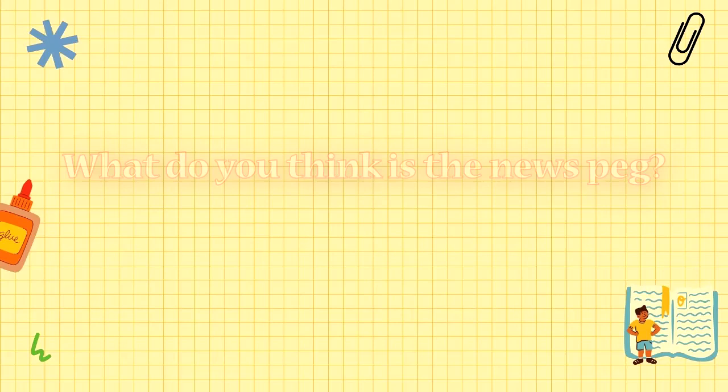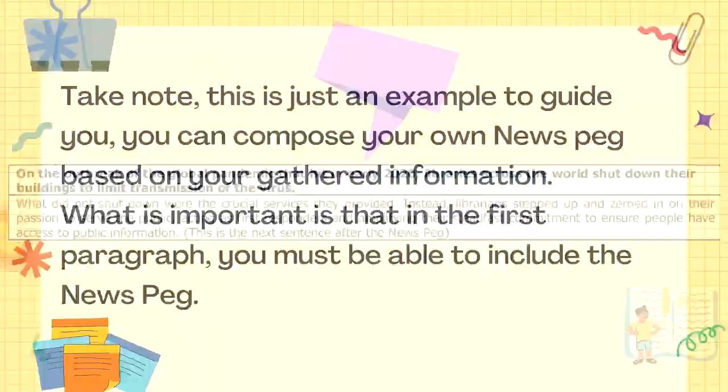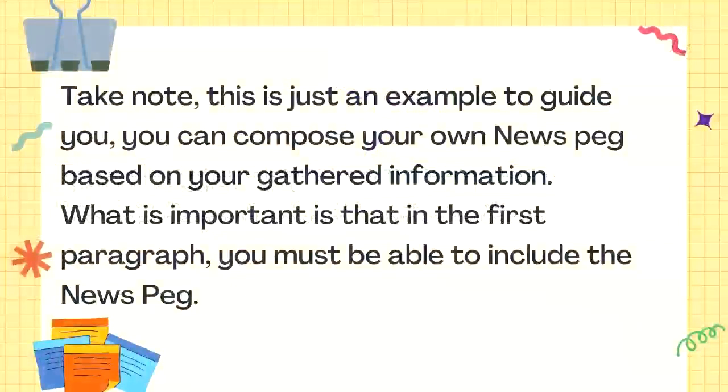Here is my news peg. Let me read. On the outbreak of the global pandemic that hit in the early 2020, libraries across the world shut down their buildings to limit transmission of the virus. Take note, this is just an example to guide you. You can compose your own news peg based on your gathered information. What is important is that in the first paragraph, you must be able to include the news peg.